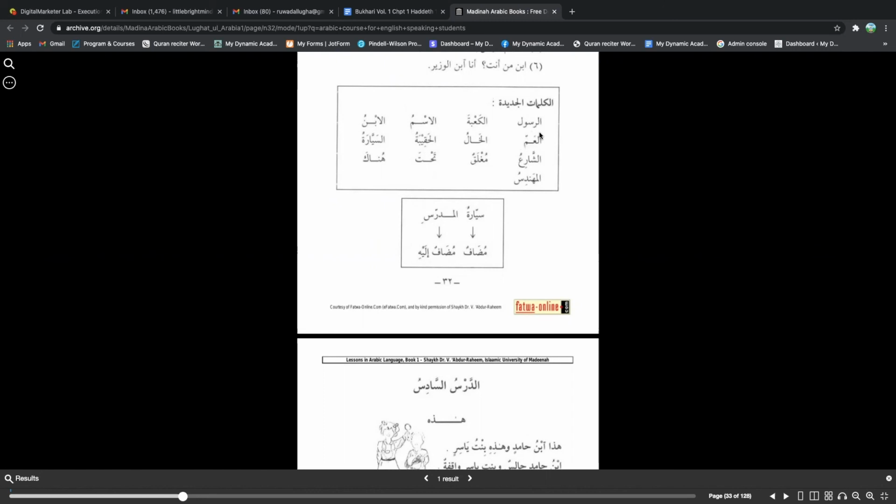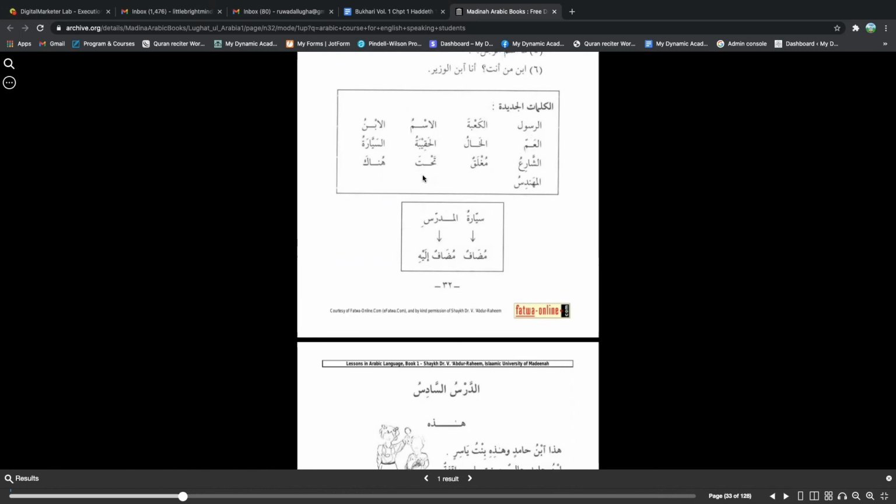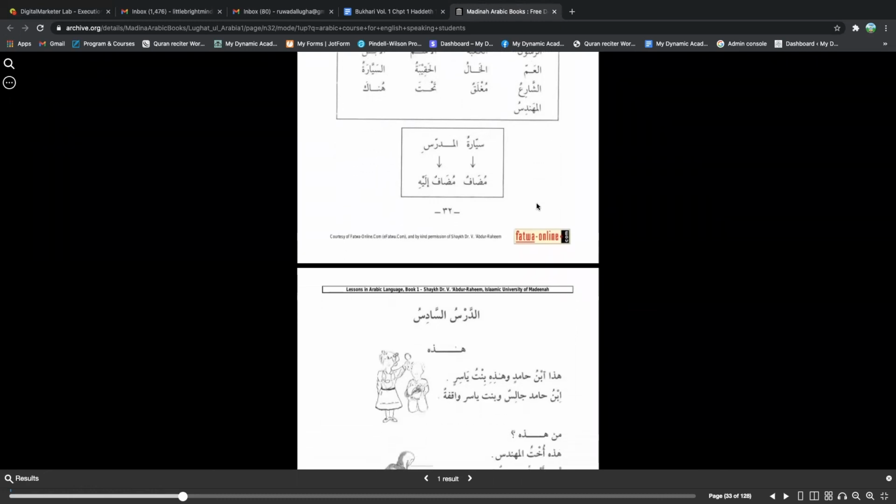And I have the kalimat jadida, these new words, and I think we went over all of them in the class, but just a quick review. Al-rasul is the messenger, and Al-Ka'batu is the Kaaba in Mecca. Al-ismu, the name. Al-ibnu is the boy or the son. Al-ammu is the paternal uncle on the father's side. Al-khalu is the maternal uncle on the mother's side. Al-haqibatu is the bag. Al-sayyaratu, the car. Al-shari'u, the street. Mughlaqun is closed. Tahta, under. Hunaka, there or over there. Al-muhandisu, the engineer.